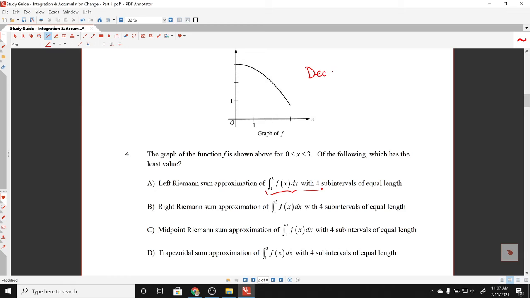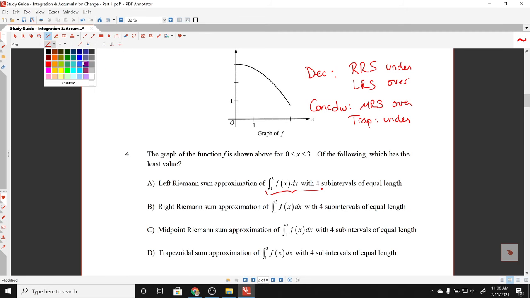This function is decreasing. If the function is decreasing, that means the right Riemann sum is an under approximation, and the left Riemann sum is an over approximation. Because this is concave down, we know the midpoint Riemann sum is an over approximation, and the trapezoidal sum is an under approximation. Again, that goes back to that page where we graphed the 4 graphs. So make sure you look at those and learn those, either memorize them, or if you can picture what's happening in each of those, sometimes you're able to figure them out in the problem.